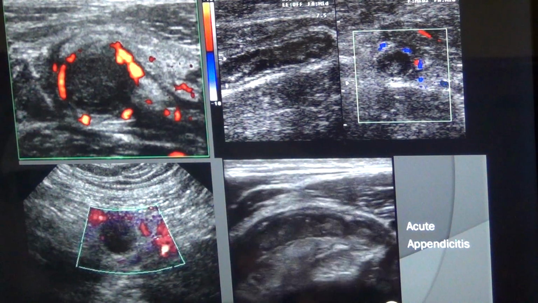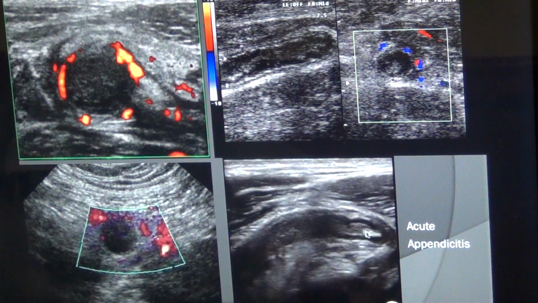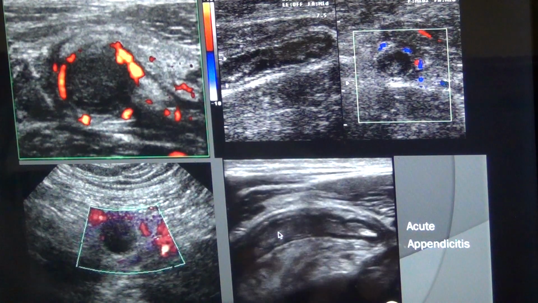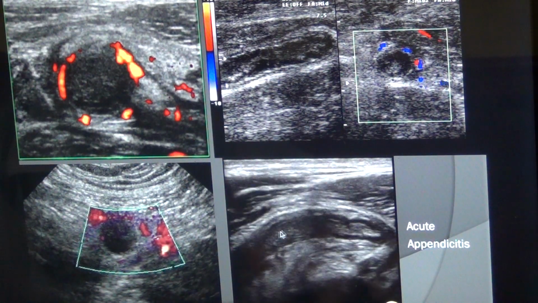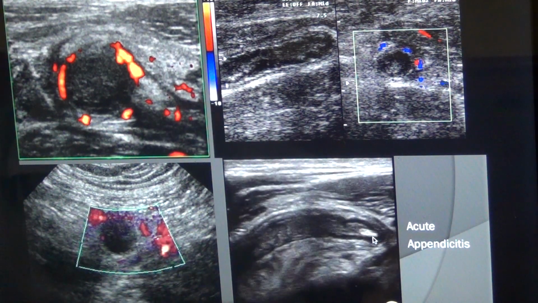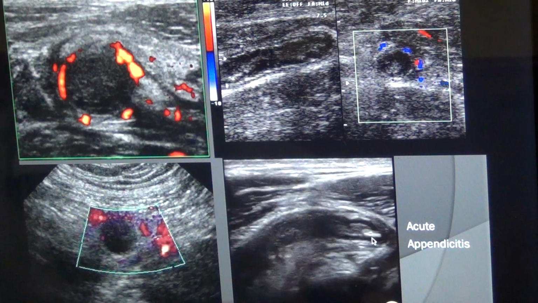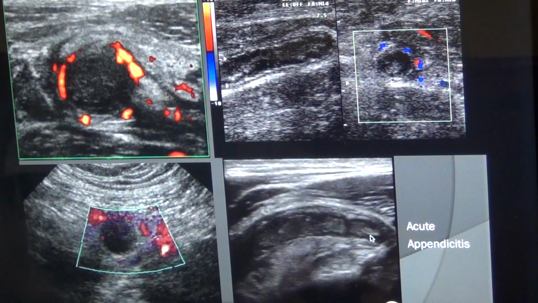Here in this view you see the internal echo, that means there is a lot of debris inside, and here you can see the echogenic, hyperechoic materials.